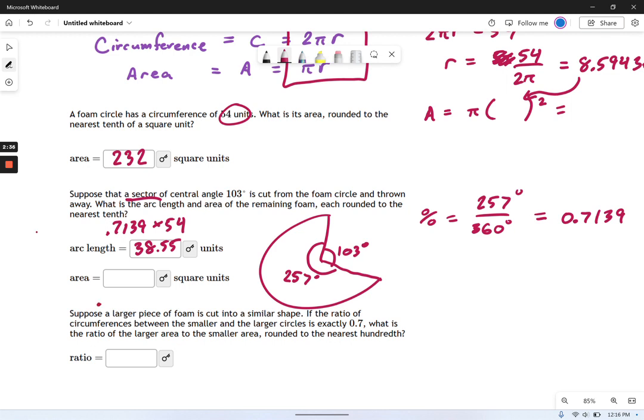The area of this sector is 0.7139 times the area up here, 232. So it's that percentage of a full circle, which gives me 165.6 roughly. Okay, so that's the first sections.